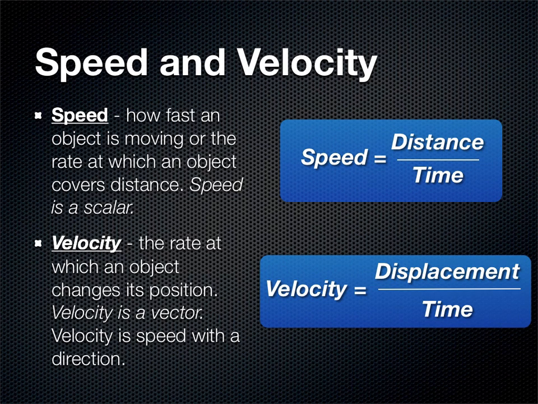So the official science definition of a velocity is it is the displacement, which is a vector, divided by the time during which that displacement takes place. So velocity is displacement with time. Speed is a distance with time.